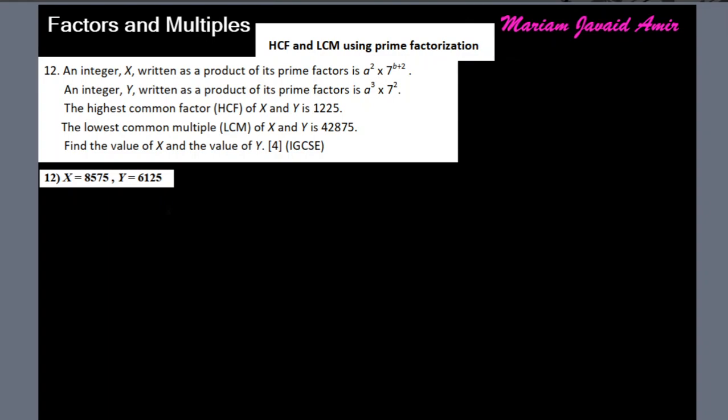Alright, so what we'll do first is write the HCF and LCM in the form of prime factors. So let's first factorize 1225. We need to start with a prime number. Let's start with 5. I'm just going to use my calculator. 1225 divided by 5 is 245. Again, this is divisible by 5. Divided by 5, we get 49, which is divisible by 7.